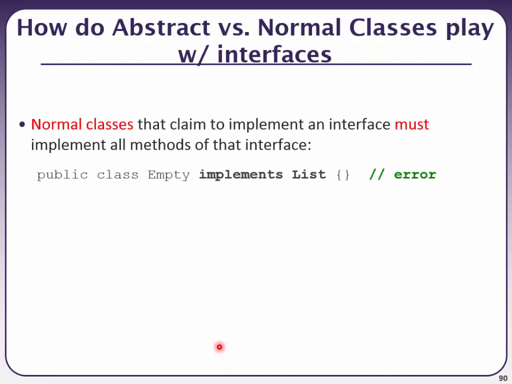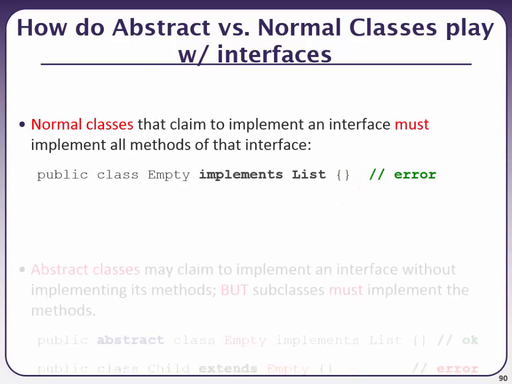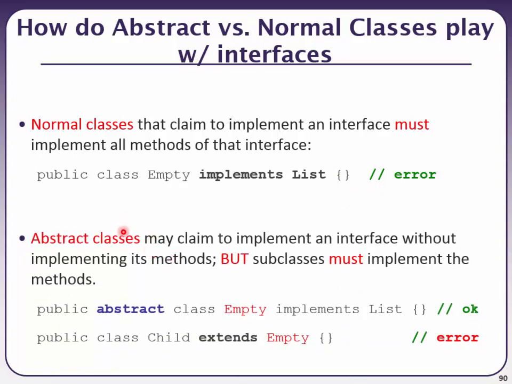So, how do abstract and normal classes play with interfaces? So let's try to sum up a little, compare everything that we've covered so far, okay? Normal classes that claim to implement an interface have to provide the code for all the methods in that interface. So if you have, again, an empty class implementing a list interface, that's not going to do it. You have to have the code here for the methods. Now, interestingly, abstract classes may claim to implement an interface, okay, but without actually implementing its methods.